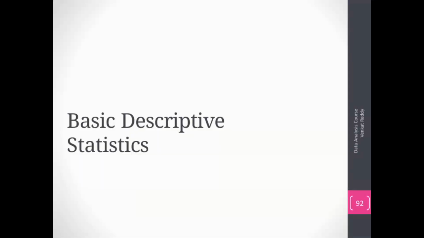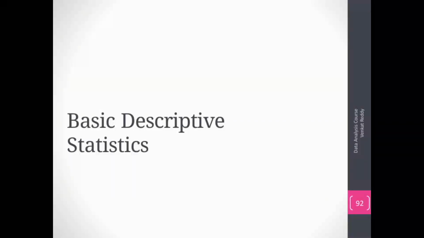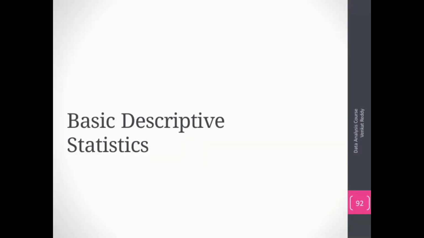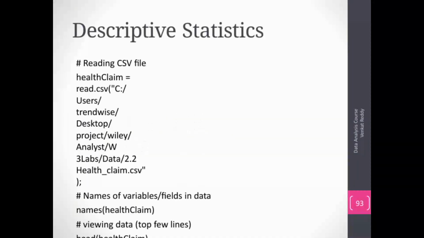Here, we're reading a CSV file named Health Claim from a specific directory on our computer. This step is crucial because it brings our data into R so we can analyze it further. Next, we examine the names of the variables or fields within this dataset using the names function. This helps us understand what kind of information we're working with, such as patient details, claim amounts, or dates. To get a quick sense of the data itself, we use the head function, which displays the first few lines. This gives us an overview of the structure and content of the dataset, ensuring everything loaded correctly.